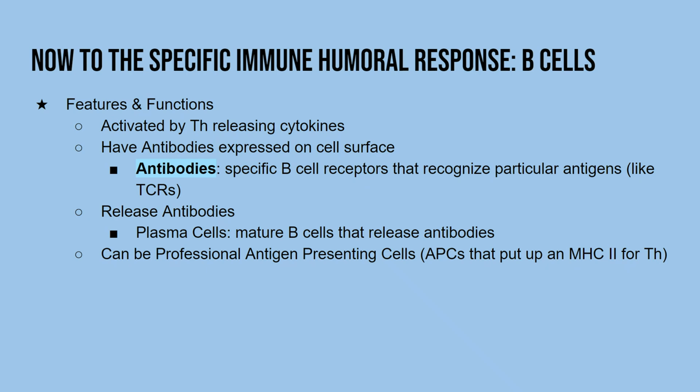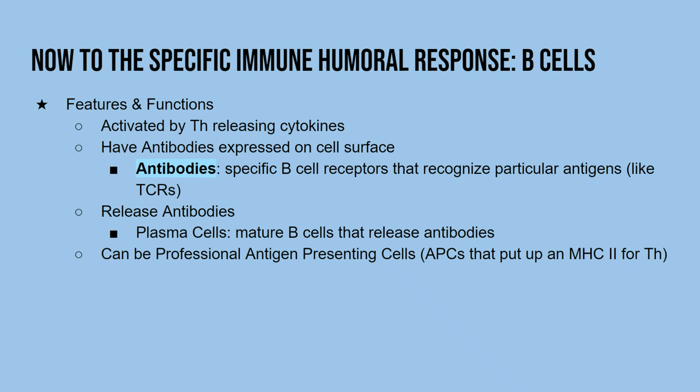Okay. So now we're moving over to the humoral response in B cells. And this is just a reminder of the functions of the humoral response. It's activated by helper T cells releasing cytokines that we just talked about. And then, as you guys talked about in lecture, it also can be activated by B cells themselves, which is direct stimulation, which we go over later.